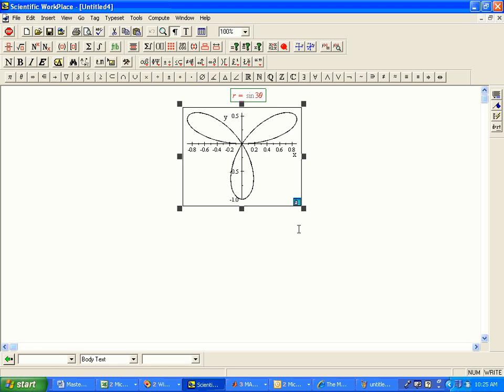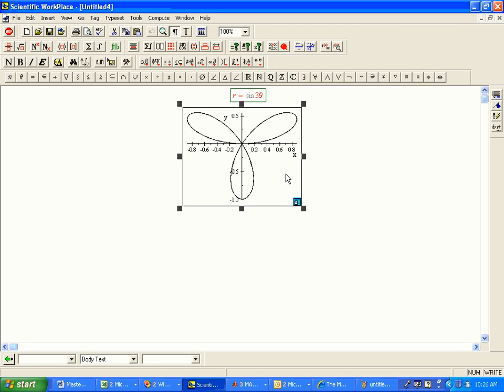Here's an example of polar graphing aided by calculus. We're looking at r equals sine 3 theta. And this is the graph that the computer provided. And I want to understand that and be able to know how to reproduce that by hand.